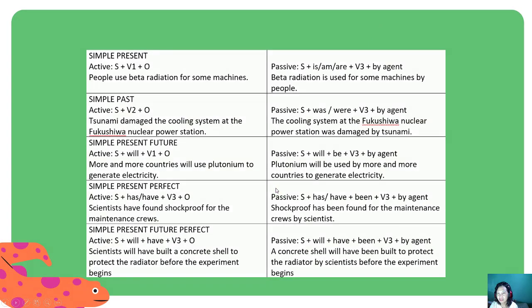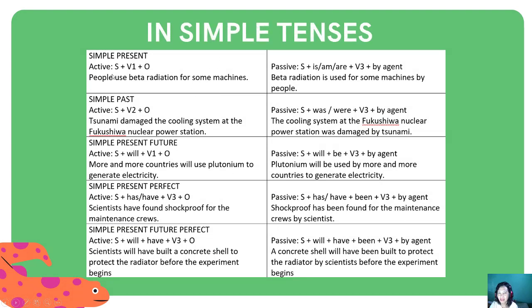Let's see the example in simple tenses. We have active: subject plus verb 1. So now your focus is on the verb 1, because this is simple present. As you have seen in the previous slide, the to be in the present is am, is, are. So we put is, am, are plus verb 3 plus by agent. People use beta radiation for some machines. Beta radiation is used for some machines by people.